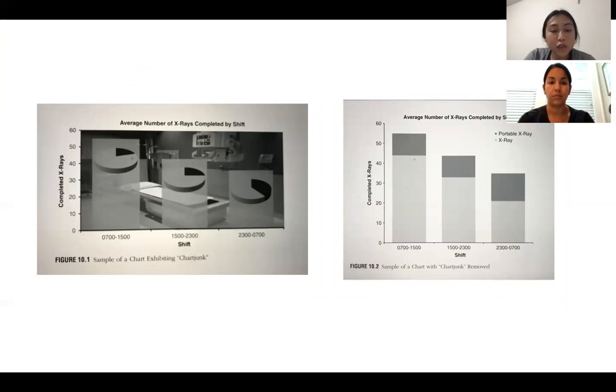This slide shows two different types of charts using the same exact information. There are different techniques in order to make a graph presentable. The chart on the left is an example of a chart with chart junk. It has so much different information on one chart. The one on the right shows a chart with the chart junk removed. The chart on the right is a lot easier to understand than the one on the left, with the exact same information but without the chart junk.